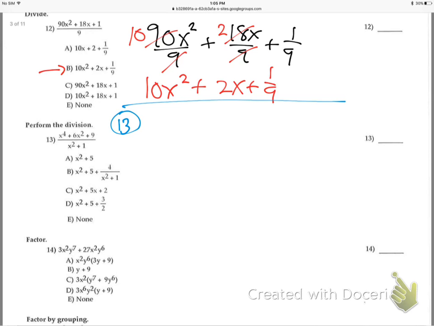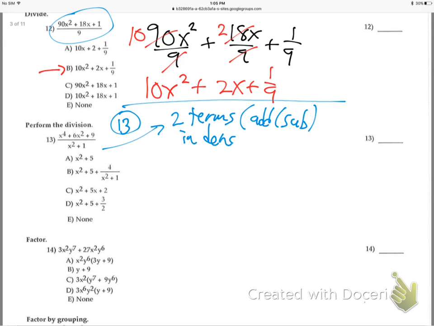13, we good? What do you got to do on 13? Yeah, good job. How'd you know? Well, this other one's division, but we didn't do long division. Yeah, when you have two terms on the bottom, adding, subtracting, again, the adding, subtracting in the denominator, you got to do long division.